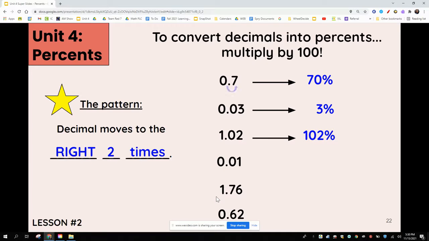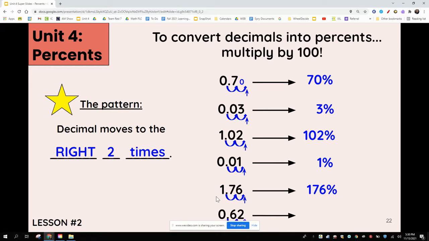So let's take a look. The decimal moves to the right twice. I put a 0 in the divot. It becomes 70%. The decimal moves to the right twice. It becomes 3%. The decimal moves to the right twice. It becomes 102%. So for the next one, 0.01, the decimal would move to the right twice. That would be 1%. For 1.76, the decimal moves to the right twice. That's 176%. For 0.62, the decimal moves to the right twice. That's 62%.